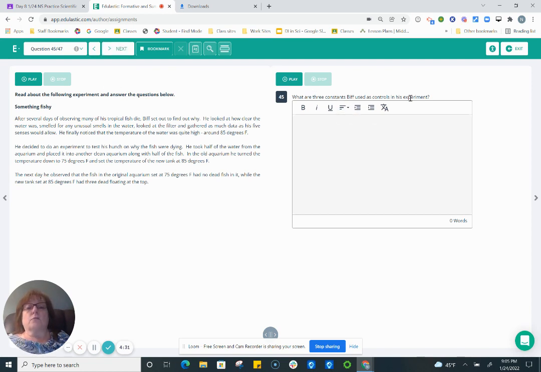What are the 3 constants Biff uses as controls in his experiment? He used the same water. He used the same fish. And I suspect that he was probably using the same size tank. He took half the water into another aquarium. Even though it didn't say it, I would probably say same size aquarium.